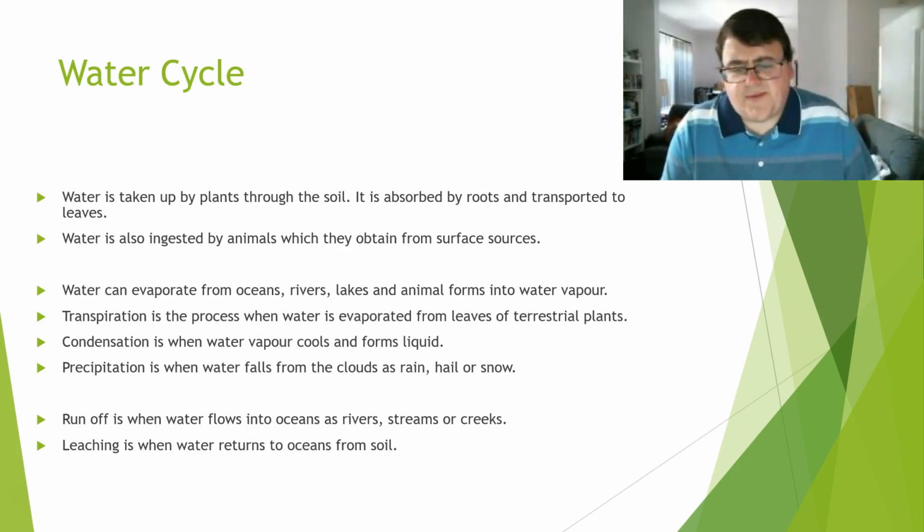Transpiration is when water is evaporated from the leaves of terrestrial plants. Condensation is when water vapor cools and forms liquid. Precipitation is when water falls from the clouds as rain, hail, or snow. Runoff is when water flows into oceans as rivers, streams, or creeks. And leaching is when that water returns to oceans from soil.